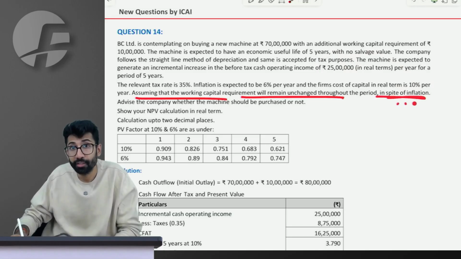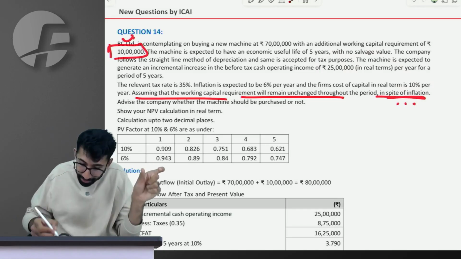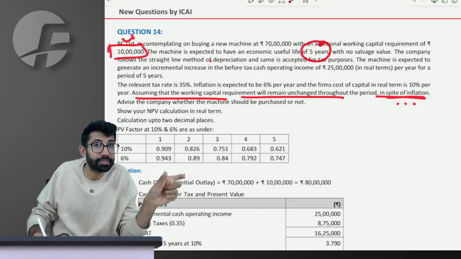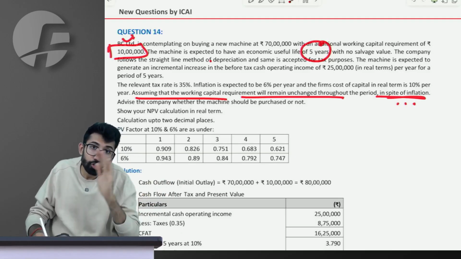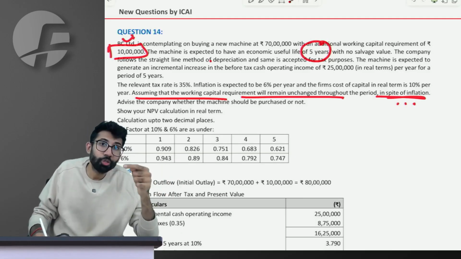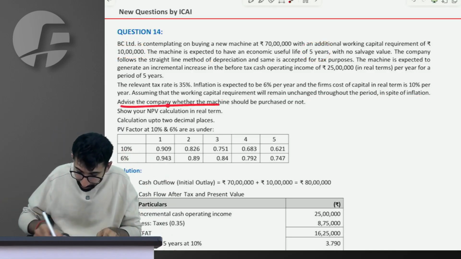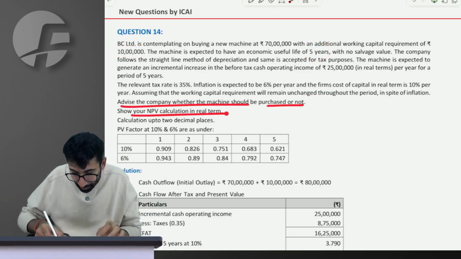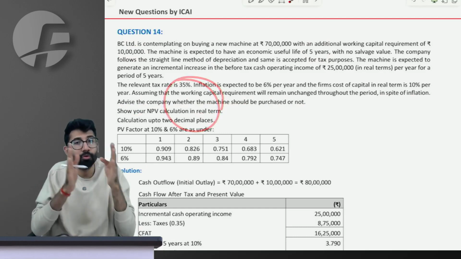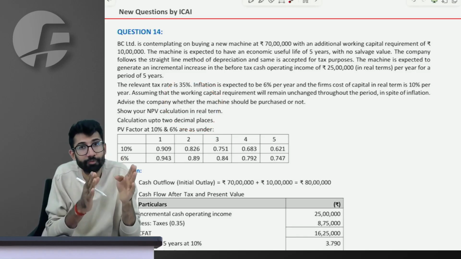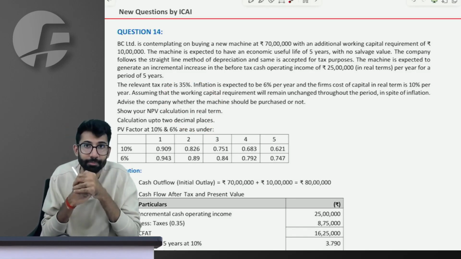Listen to it carefully. They say today when you invest 10 lakh, then after 5 years, the same 10 lakhs continue to remain invested. Don't assume that with inflation, the amount of 10 lakhs will increase. The same 10 lakhs continue to remain invested. Advise whether it should purchase or not. Calculate NPV in real terms. In real terms means let the cash flow remain real only, let the rate remain real only, and then calculate NPV.